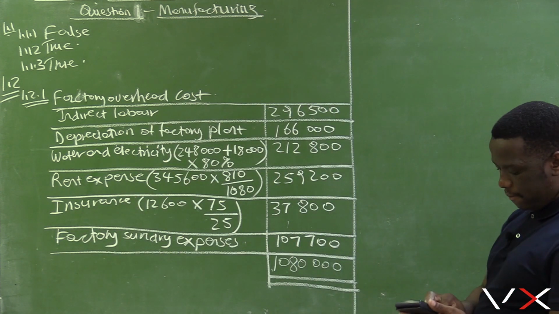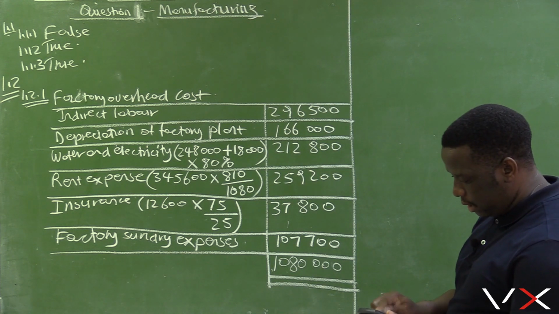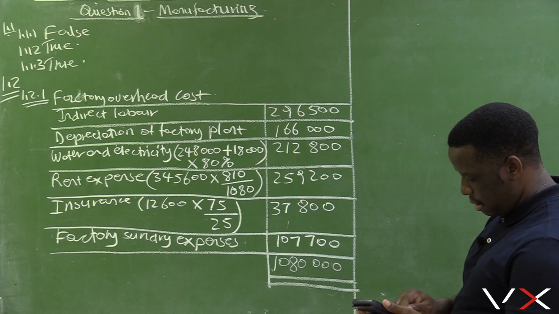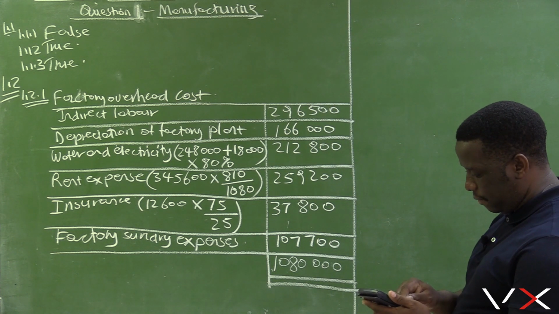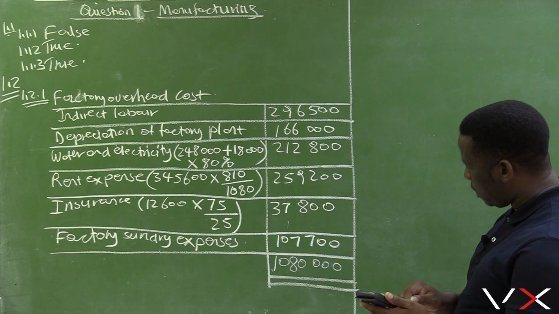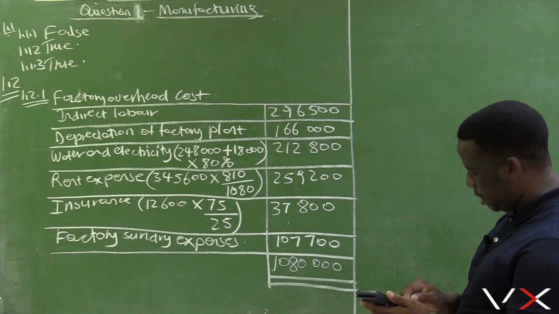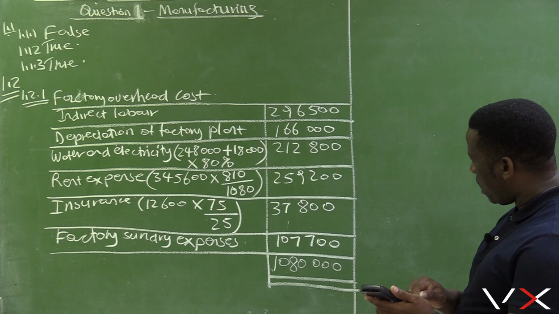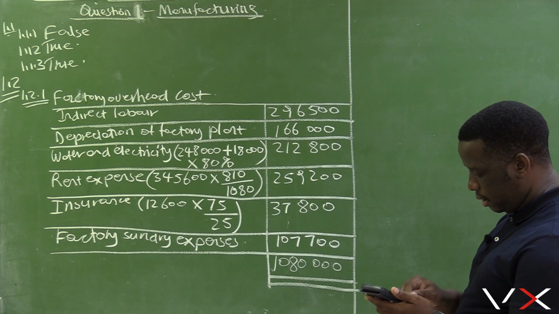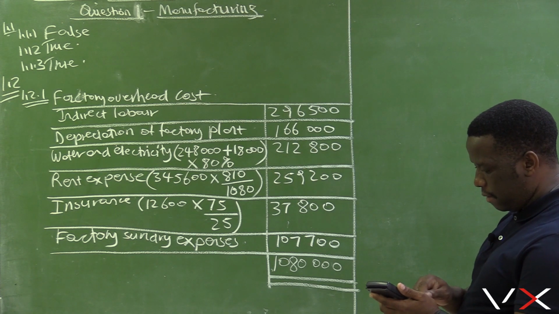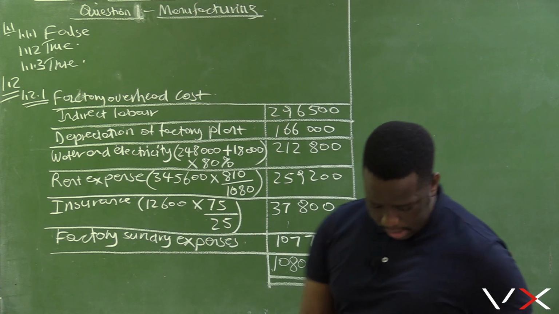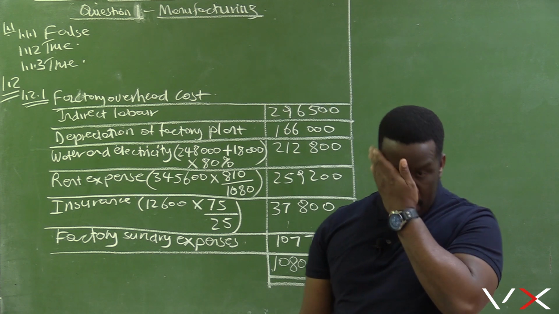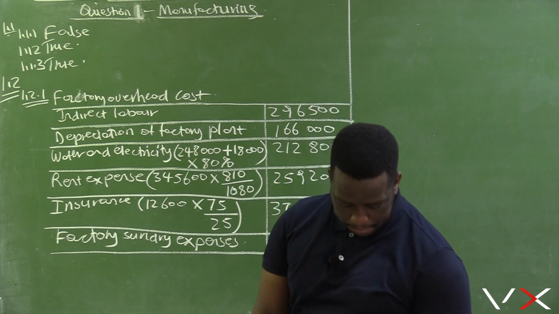Let's double check. 296,500 plus 166,000 plus 212,800 plus 259,200 plus 37,800 plus 107,700. Yes, 1,080,000. That's the correct amount for the factory overhead cost.